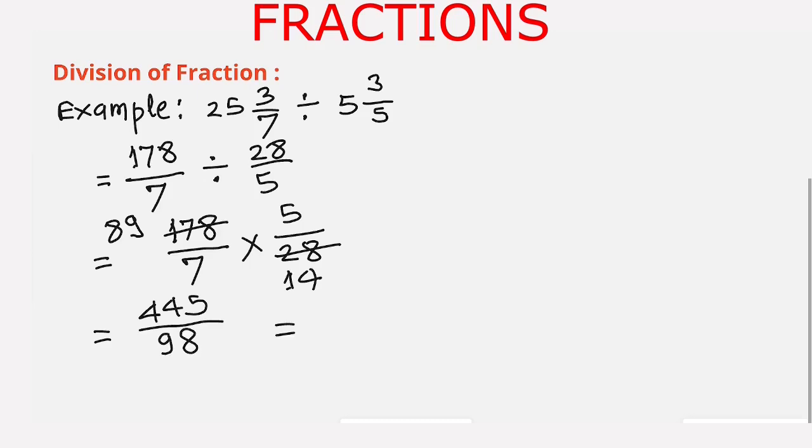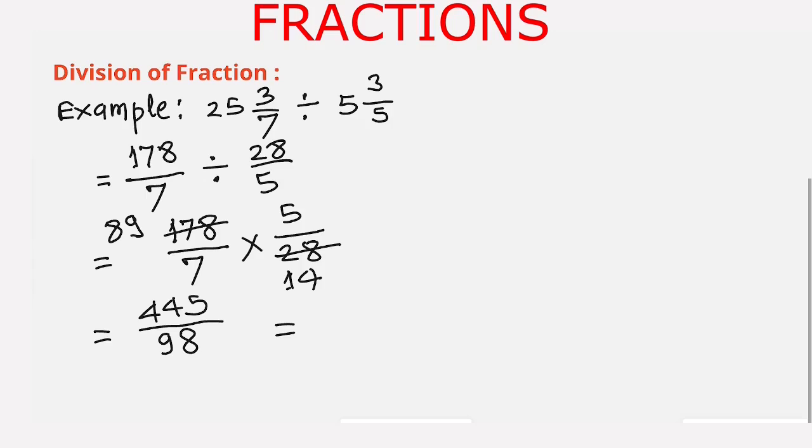How to multiply 89 and 5 fast? What we do, we multiply 89 by 10, so it becomes 890, and we take half of it, and half of 890 is 445. So this way we can calculate fast.